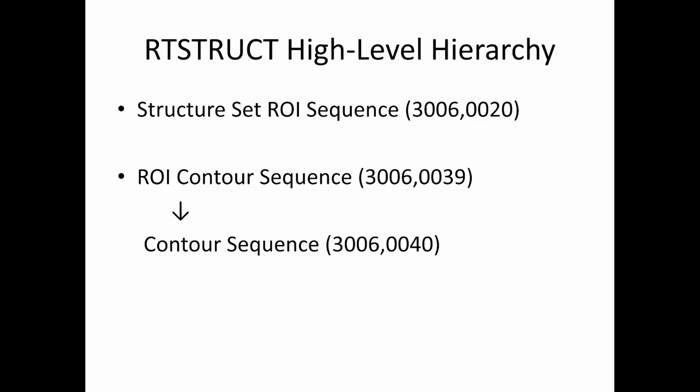On a high level, RTSTRUCT data is organized in a hierarchy. At the top level is the structure set ROI sequence. Each ROI is then linked to an ROI contour sequence. Inside that, contours are stored slice by slice in the contour sequence. Understanding this hierarchy is essential because most RTSTRUCT issues come from confusion between ROI level and contour level data.